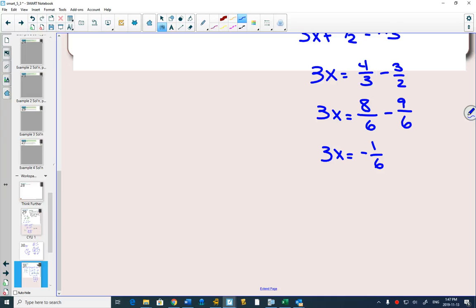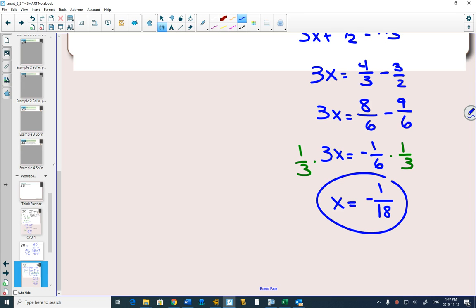And then to get x by itself, I'm going to need to divide both sides by 3. Dividing both sides by 3 is the same as multiplying by a third. That might be easier. When I multiply both sides by a third, I get just x equals negative 1 over 18. So some more exponent rules in that one than the first one. Try questions 9 and 10.